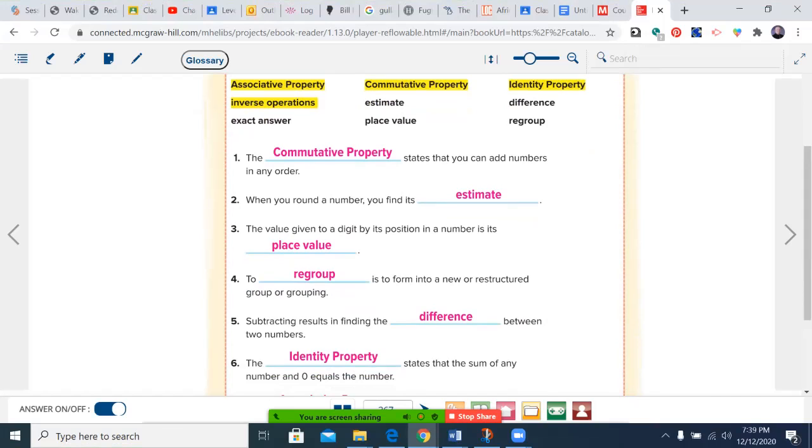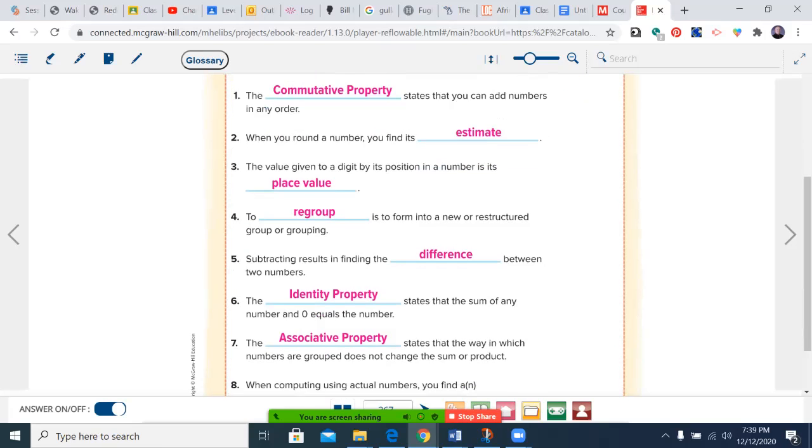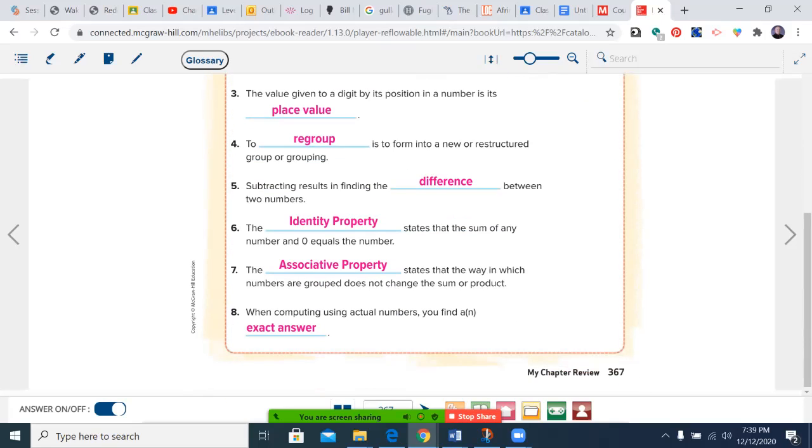The commutative property states that you can add numbers in any order. 3 plus 5 plus 2 is the same as 2 plus 5 plus 3. When you round a number, you find its estimate. The value given to a digit by its position in a number is its place value. To regroup, and for some reason they like to use rename as well, is to form into a new or restructured group or grouping. So like, remember borrowing, if you're an adult watching your kids group, where we take one from the next column to the left and bring it across.